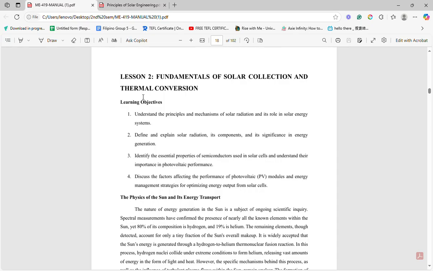So, good day. Ang i-discuss natin ngayon, today we're gonna be discussing the fundamentals of solar collection and thermal conversion. So, we already had the calculations during our face-to-face class. Today we are gonna be discussing more on the concepts and terminologies that are essential in this lesson, which is, again, fundamentals of solar collection and thermal conversion.